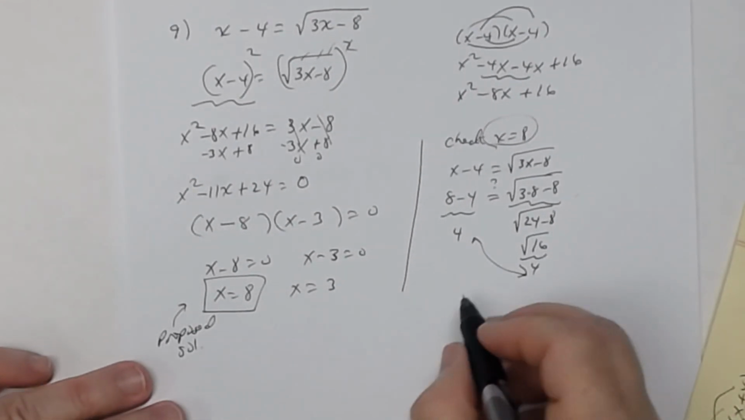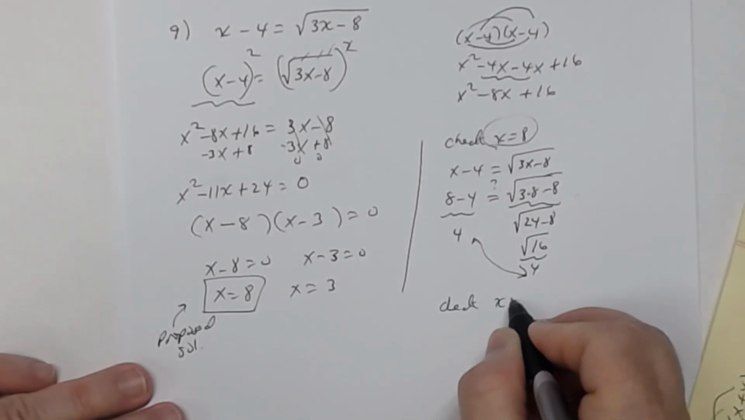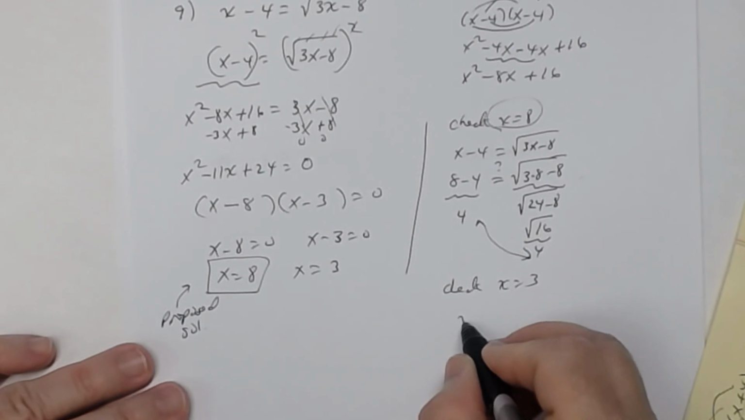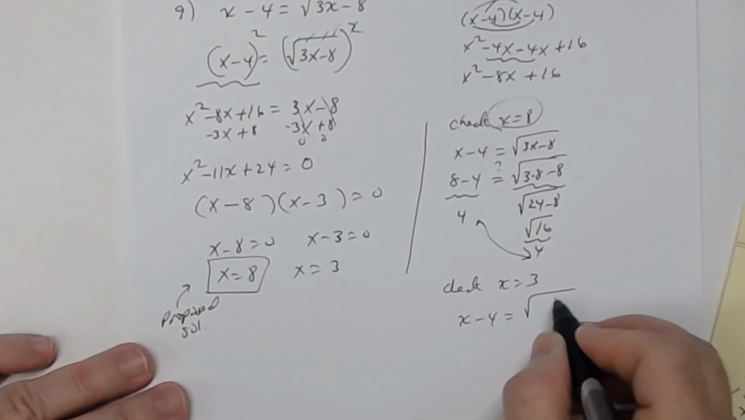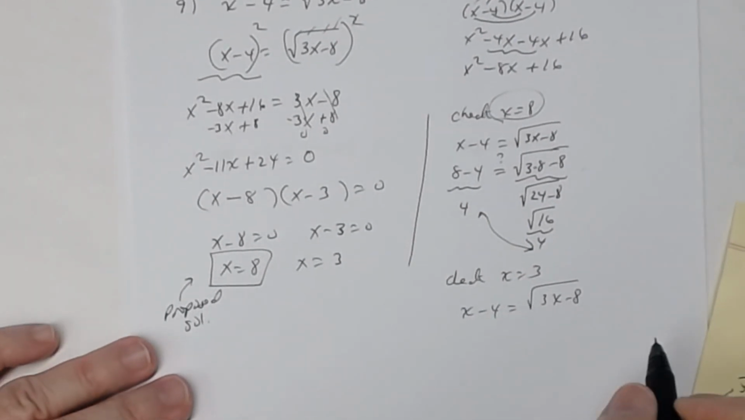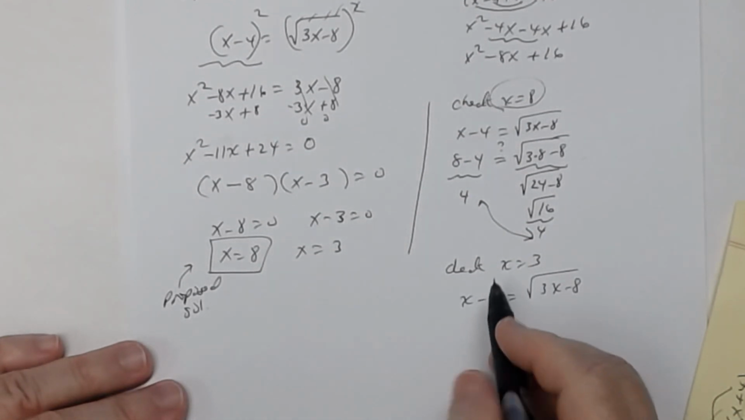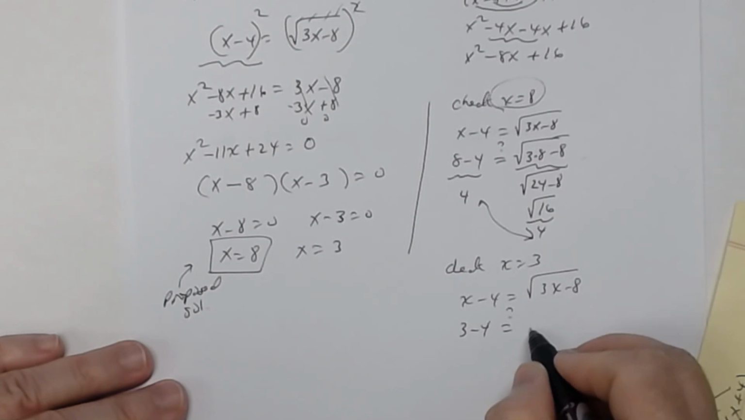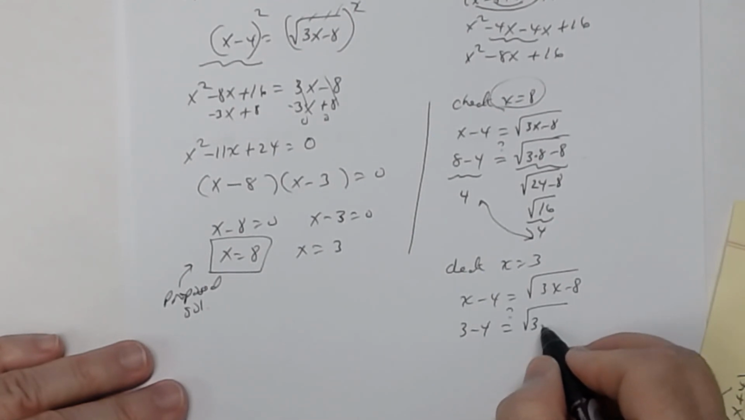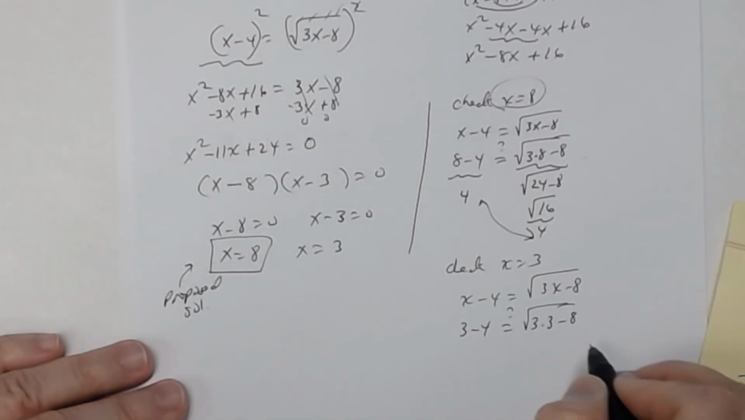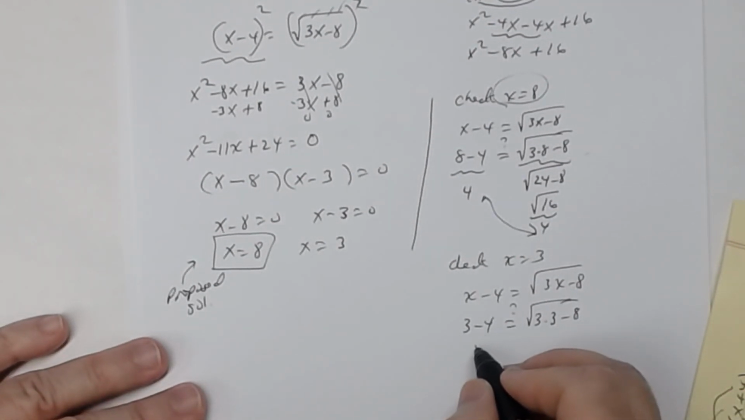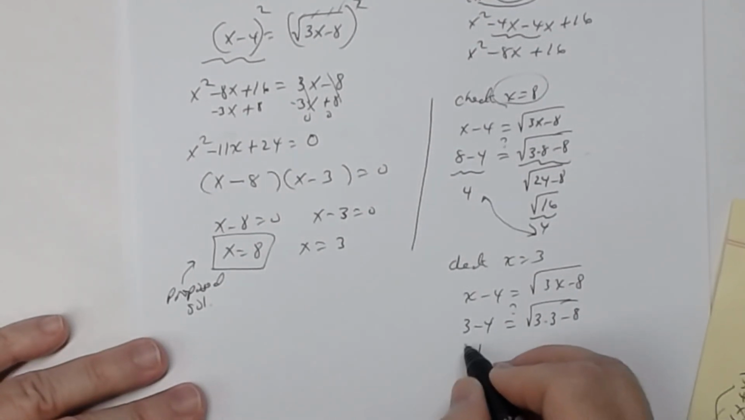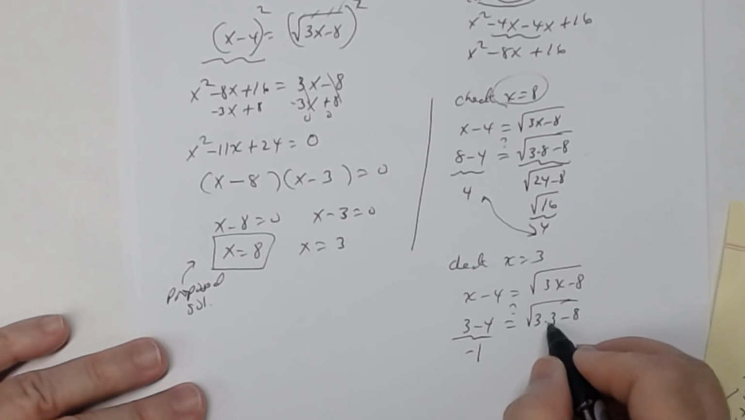Now let's check 3. Do the same thing. So x minus 4 equals the square root of 3x minus 8. I already see the variable x, so I'm going to substitute 3. So I get 3 minus 4, and I'm going to see if that equals 3 times 3 minus 8. Well, 3 minus 4 is a negative 1, right? That's a negative 1. Over here, 3 times 3 is 9.